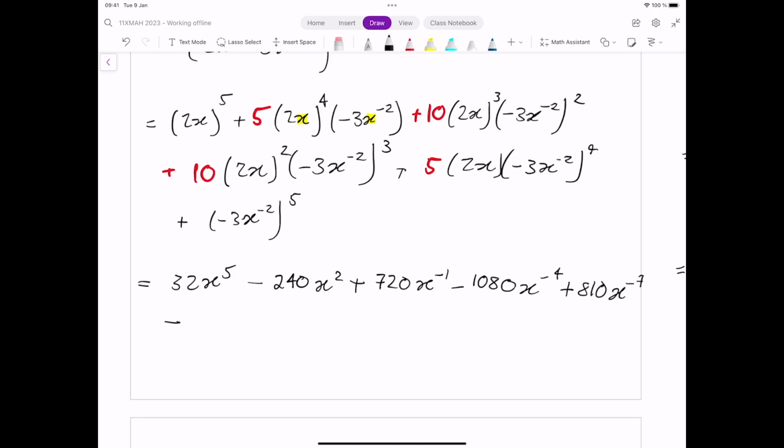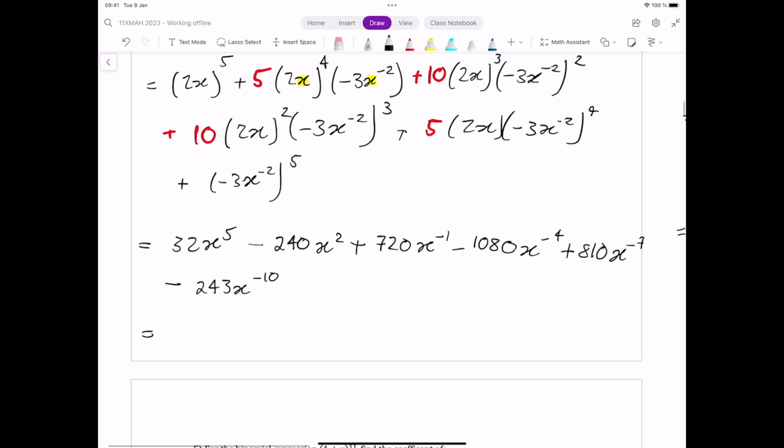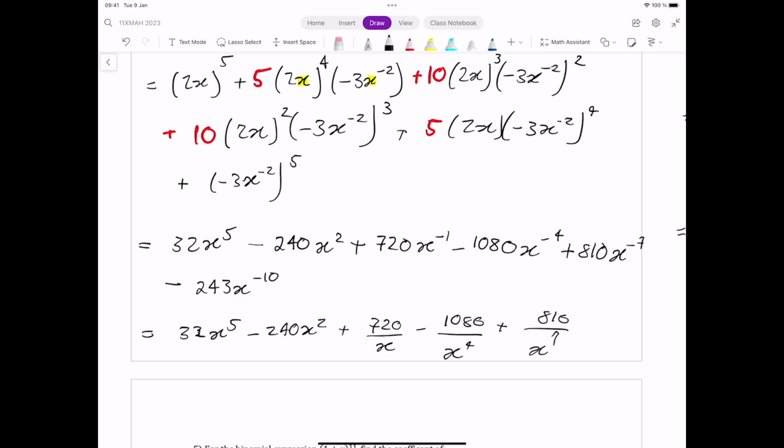We're going to have 3 to the power of 5 is 243, x to the power of minus 10. Now, if you wanted to be really fancy, you could say this is 32, x to the power of 5 minus 240x squared plus 720 on x minus 1080 on x to the power of 4 plus 810 on x to the power of 7 minus 243 on x to the power of 10.